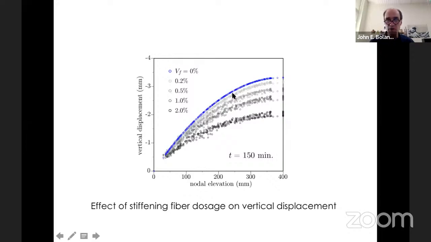Then as you add fibers, 2 things happen. 1, you reduce the amount of settlement. The fibers stiffen the mixture. And 2, you see some scatter in the nodal values. And that's because of the random distribution of the fibers within the material. So this is a stiffening effect. The fibers stiffen the material so as to reduce settlement.